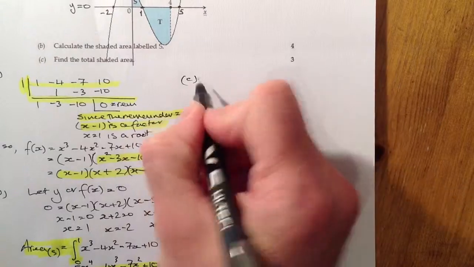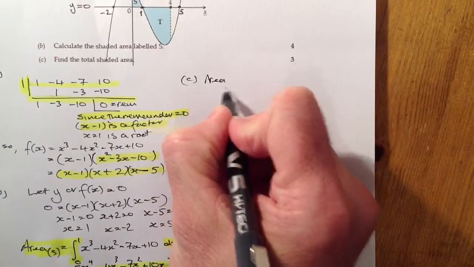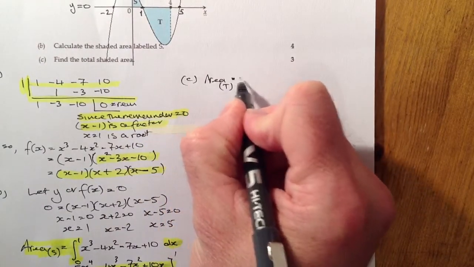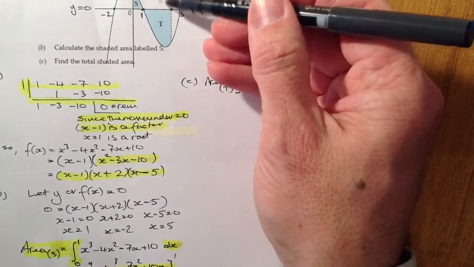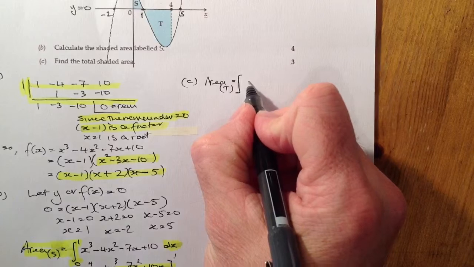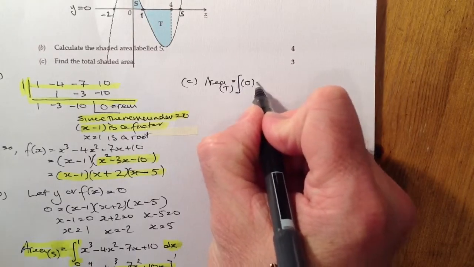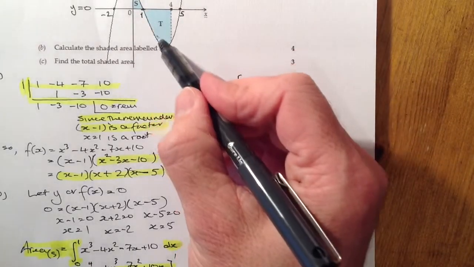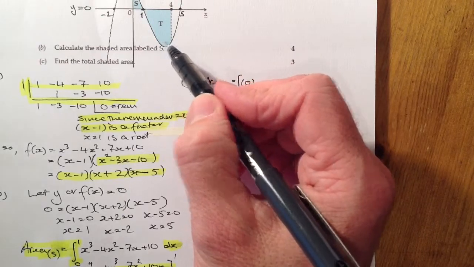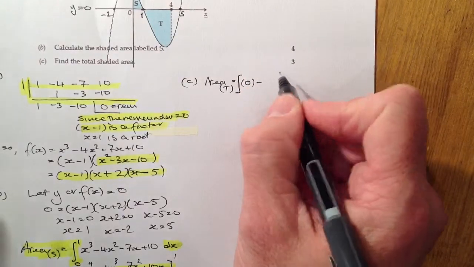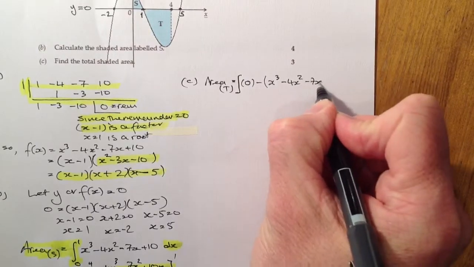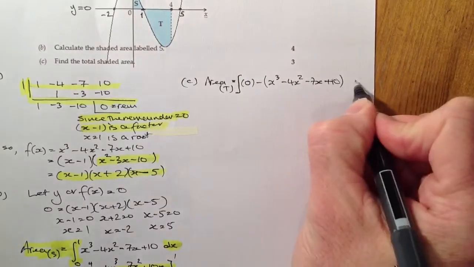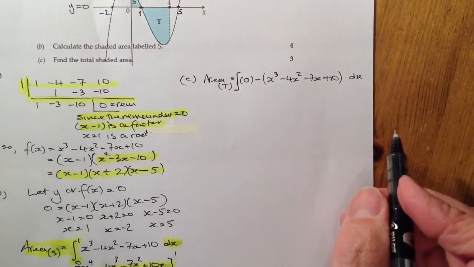Right, so this is for part C. I'm going to go for the area of T. It's going to be equal to the integral, and I'm going to integrate between y equals 0. So I'm going to start with a 0 here, and I'm going to subtract the curve that is underneath it. The curve that's underneath is just going to be x cubed minus 4x squared minus 7x plus 10, and all of that is with respect to x.